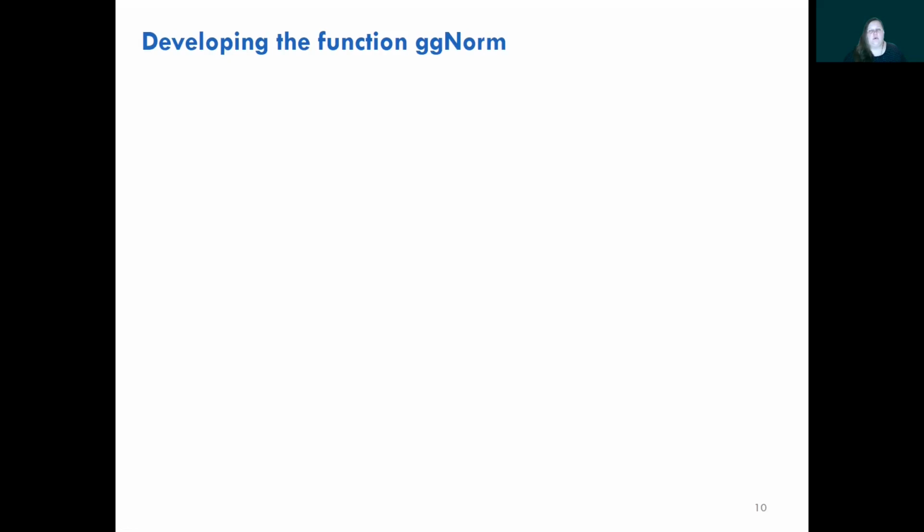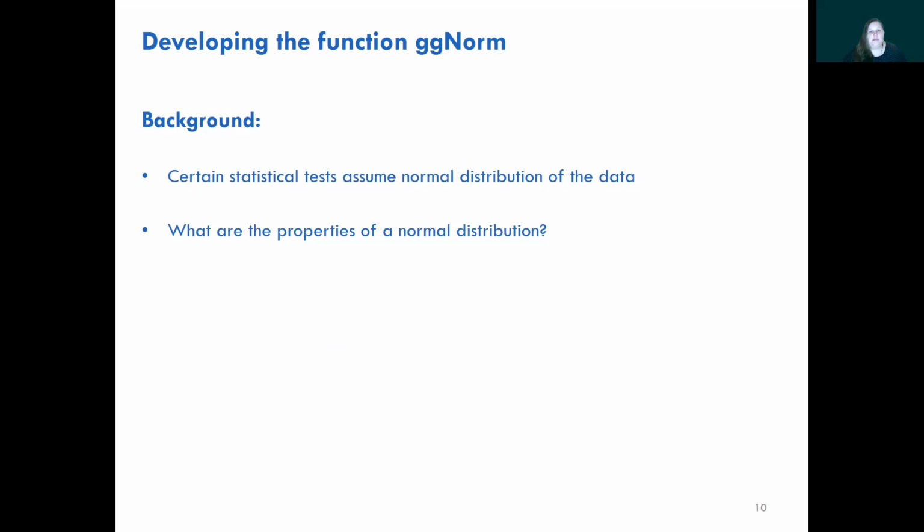So this is why it's called ggNorm. The background to this, and here comes the statistics today: certain statistical tests assume normal distribution of the data. And you might have already heard that, so I'm really sorry if this is going to be too much repetition. So what are the properties of a normal distribution?